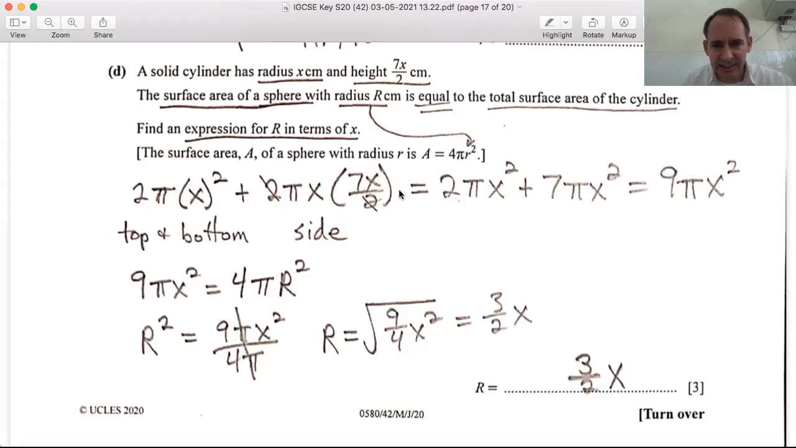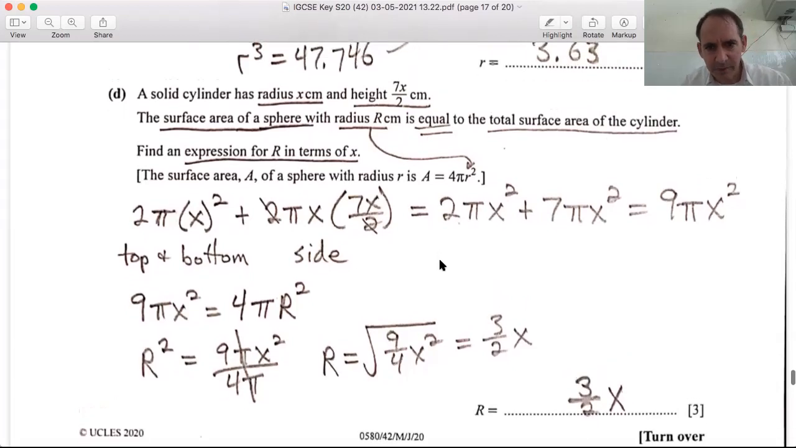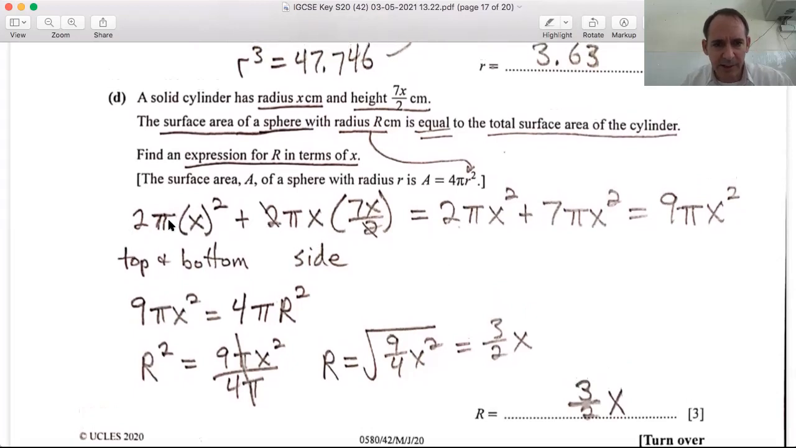So this left-hand side of the equation is the cylinder. It is equal to the surface area of the sphere. So we get with this one, 2 pi x squared. Oh, this right here is just simplifying it. Notice the 2's cancel over here. So for this front part, 2 pi x squared. For this back part, 7 pi x squared. Notice they are like terms, so that gives you 9 pi x squared. That is the cylinder part of the equation.